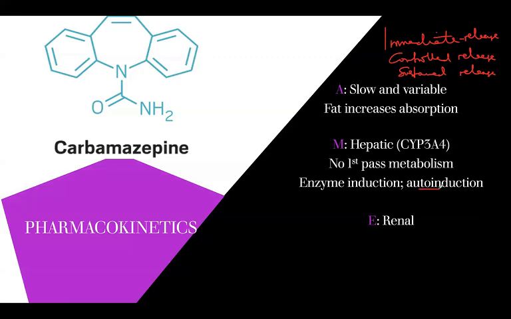Usually during the metabolism, the drug is converted to an epoxide because the metabolism involves oxidation. So we have carbamazepine 10,11-epoxide, which in itself has some anticonvulsant effect, right? And both the parent compound, which is carbamazepine, and then the metabolite that is produced are eliminated renally.